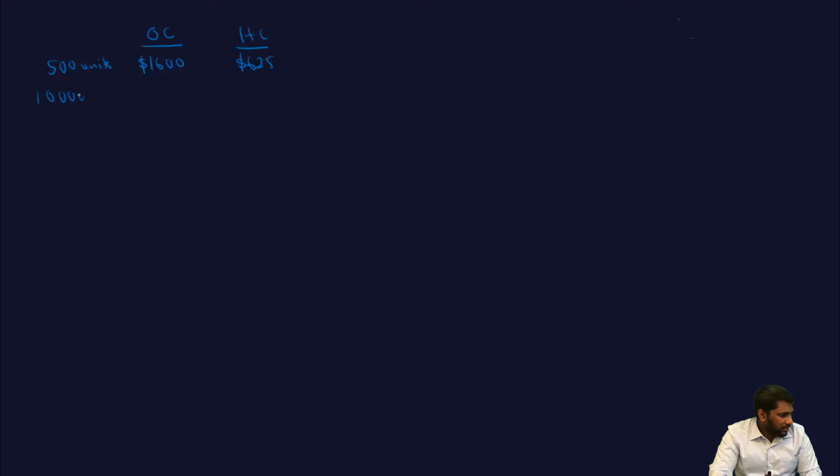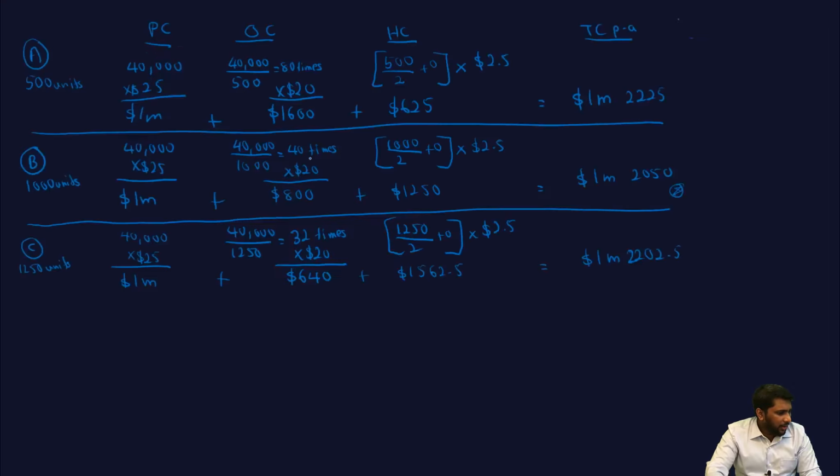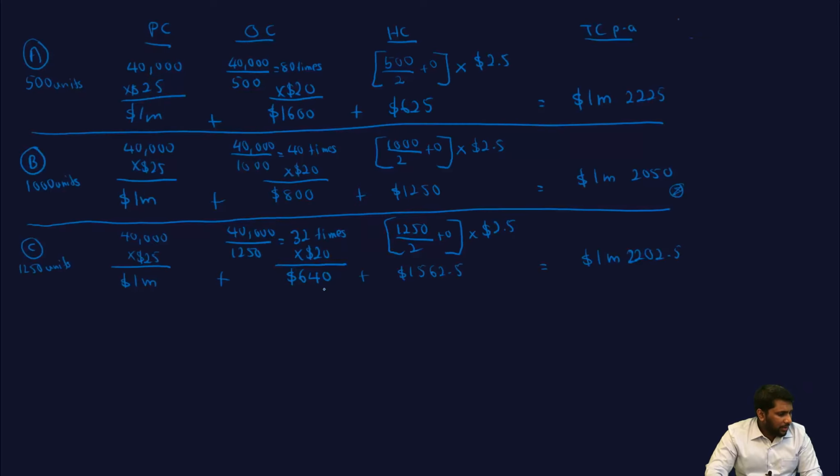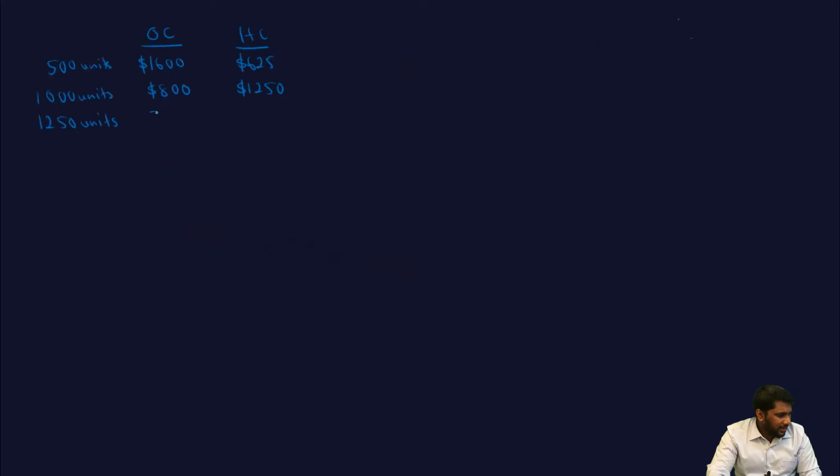When I am ordering 1000 units, what is my ordering cost? It is 800. Holding cost is how much? 1250. When I am ordering 1250 units, what is my ordering cost? 640. And what is my holding cost? It is 1562.5.